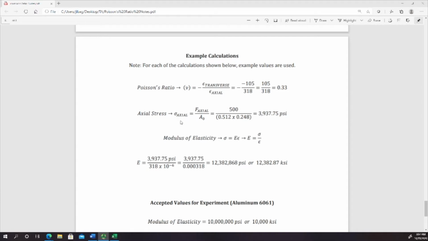Also in our axial stress value, we're looking at our stress in the axial direction being force divided by our initial area. The initial area values for our length and width are mentioned in the lab manual. We'll also measure those ourselves for our particular specimen, but if we're going by the lab manual value, say the 500-pound case divided by the length times the width of our specimen, then we're looking at an axial stress value of about 3,900 psi.